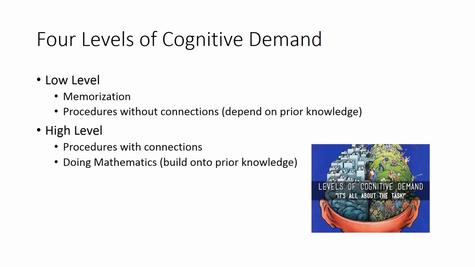Now let's take a look. Chapter 3 discussed the 4 levels of cognitive demand. So we're going to break these down right now and learn a little bit more about them. We have 2 types of low-level cognitive demand, memorization and procedures without connections. And that just means it depends upon the prior knowledge of the student as to whether or not they can solve the problem. The high level are procedures with connections and doing mathematics because it builds onto prior knowledge. Let's take a look at these separately.